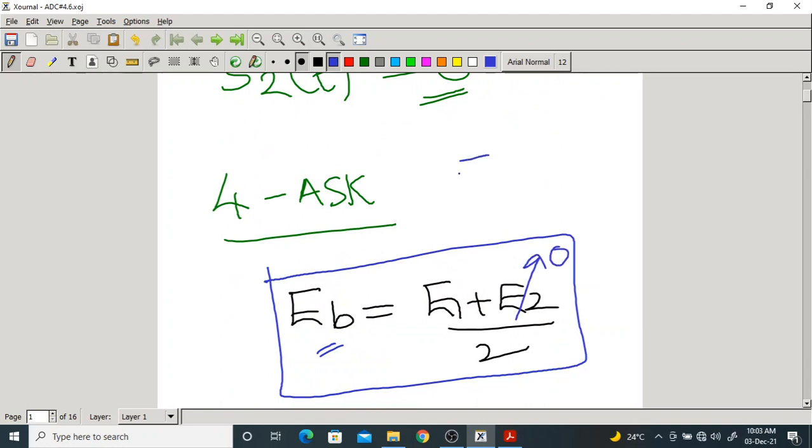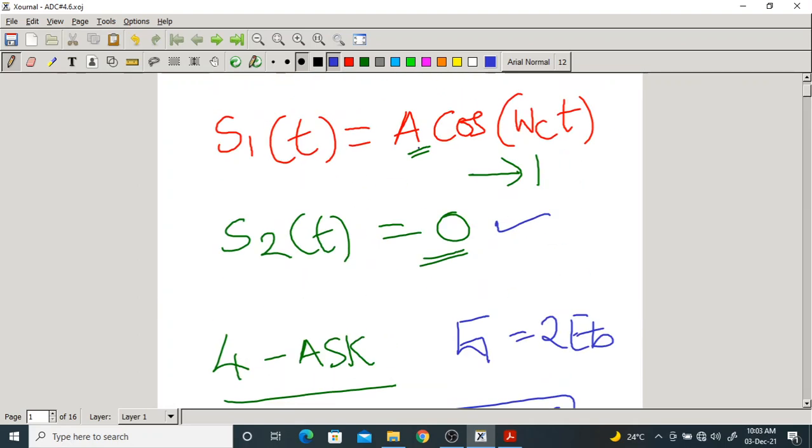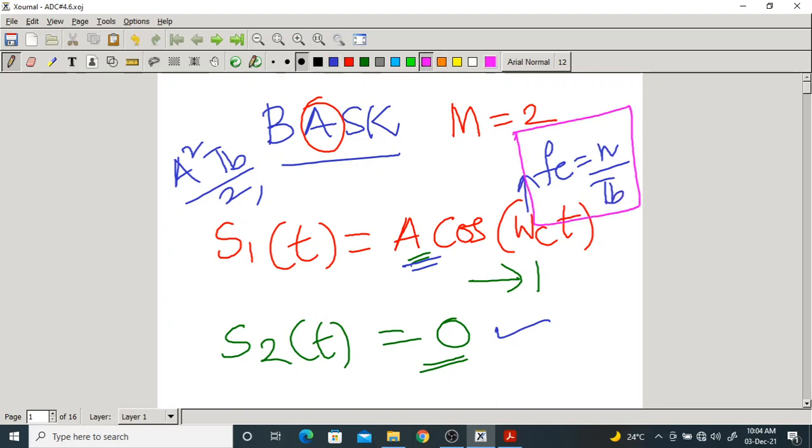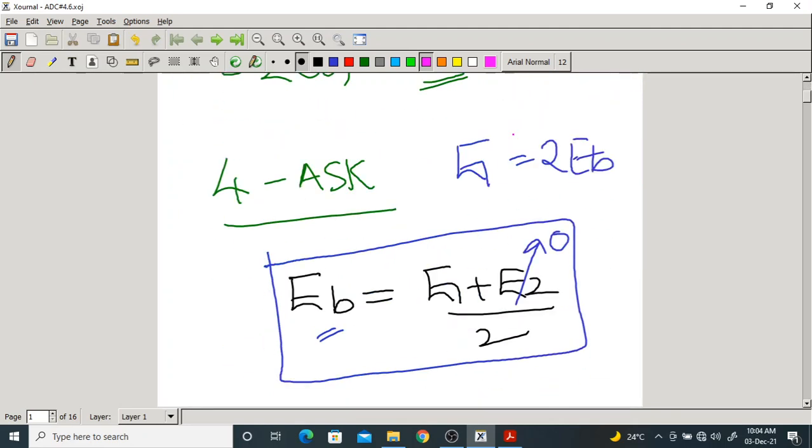Obviously E1 equals 2 EB. But what is E1? You know already, what is the energy of the signal? We have done these calculations in all techniques: A squared TB by 2. Obviously here fc should be some integer multiple of 1 by TB. This should be satisfied. Now E1 is A squared TB by 2.